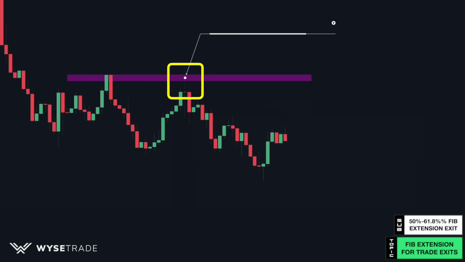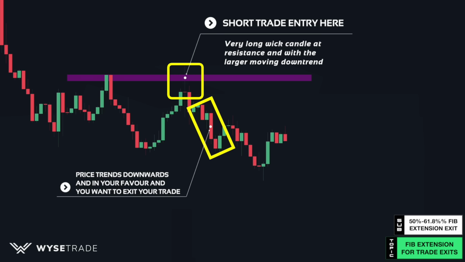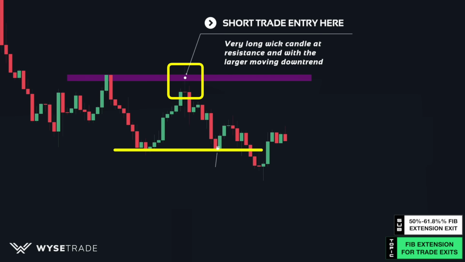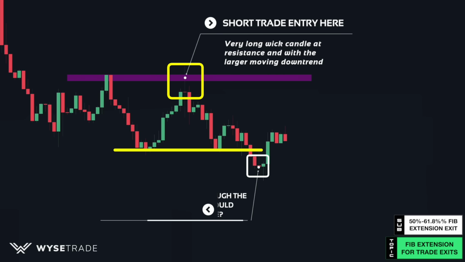So going in the opposite direction. You went short here at this long wick candle at key resistance. Price then starts to trend heavily downwards in your favor. Your target 1 could have been this support level here. But now, once price breaks through and continues on, where could your second exit target be?